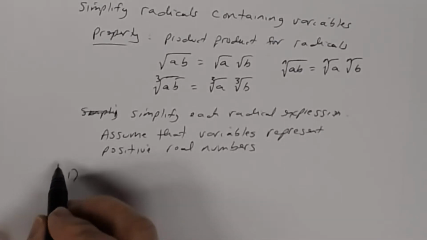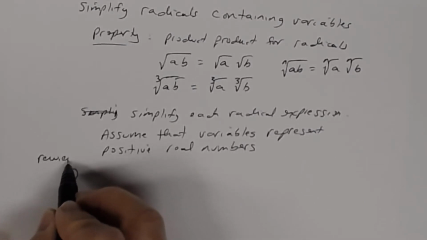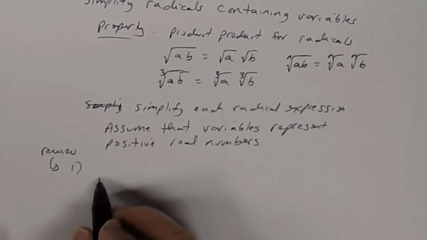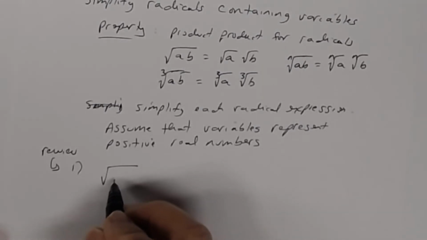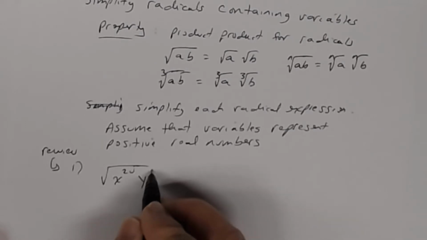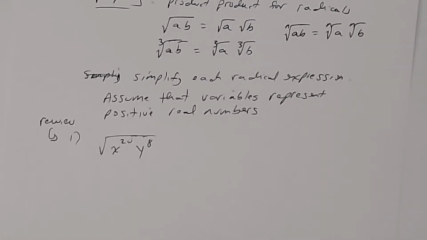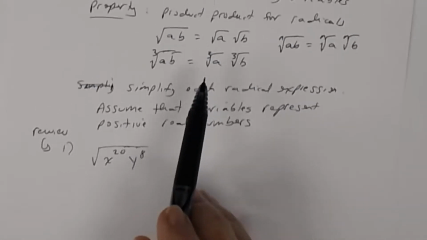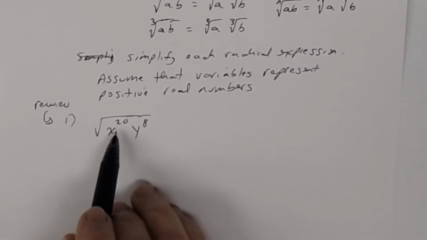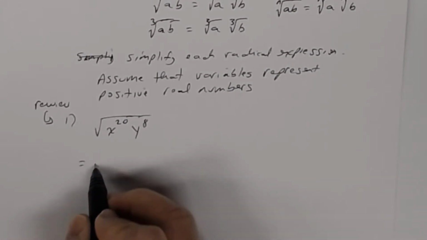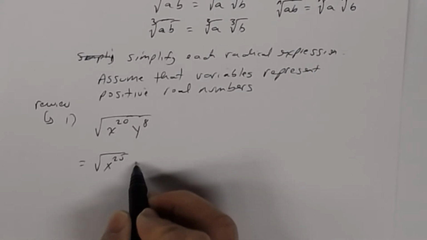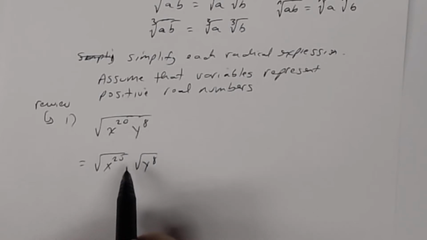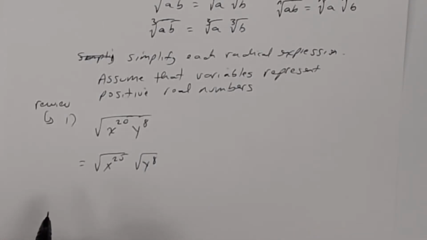Number one will basically be a review. Let's look at this example. We want to simplify the square root of x to the 20th, y to the 8th. According to the product property for radicals, I can rewrite this as the square root of x to the 20th times the square root of y to the 8th. So the square root of this product can be written as the product of each individual square root.